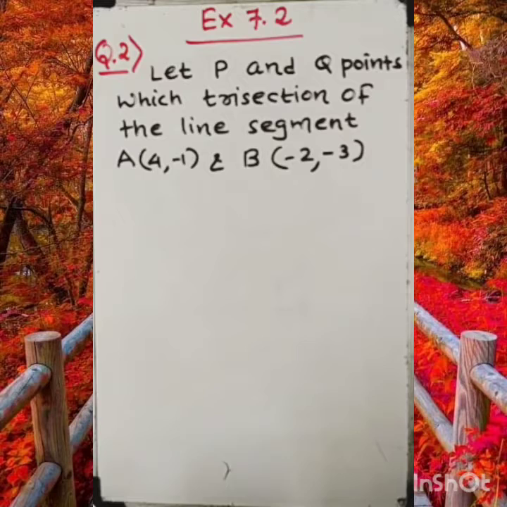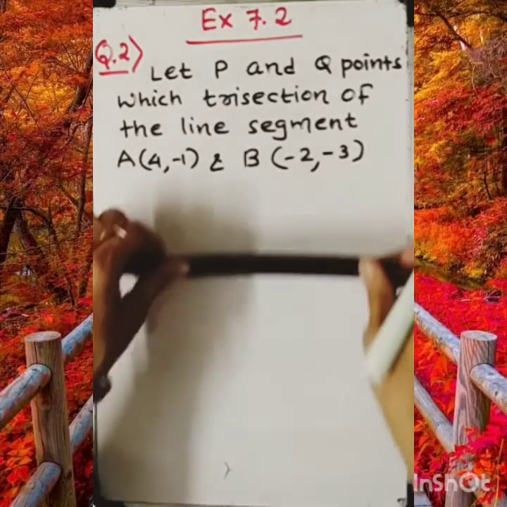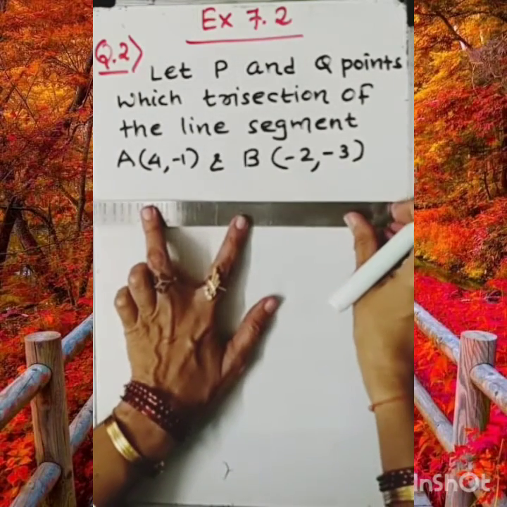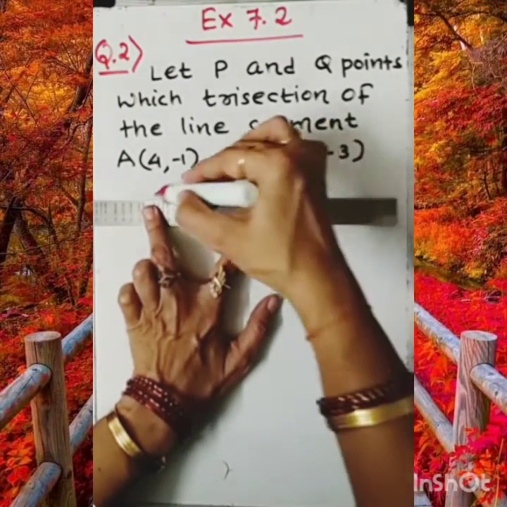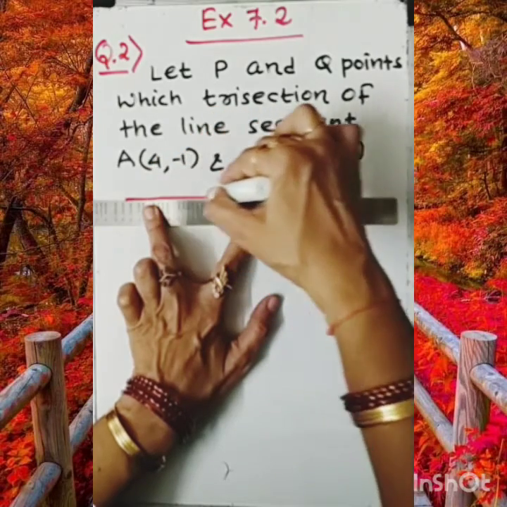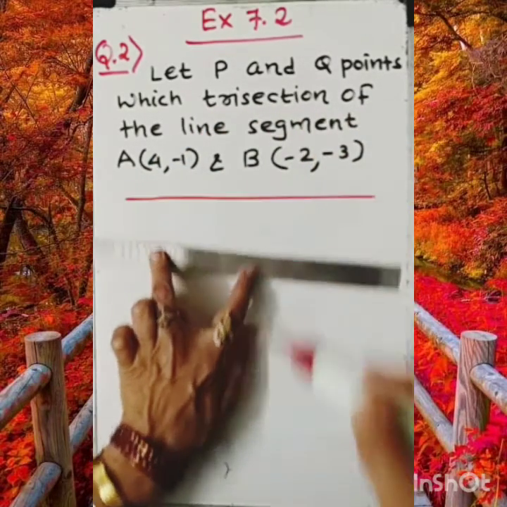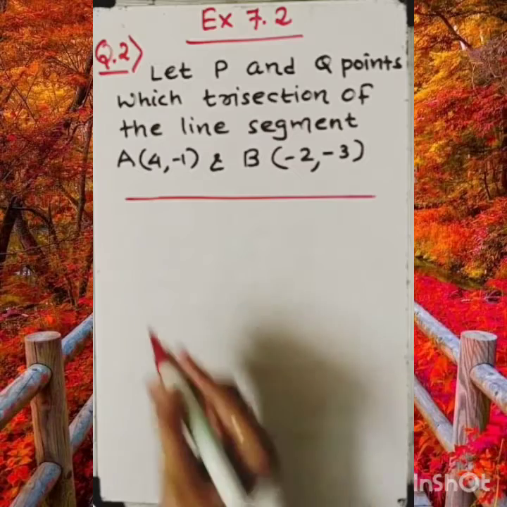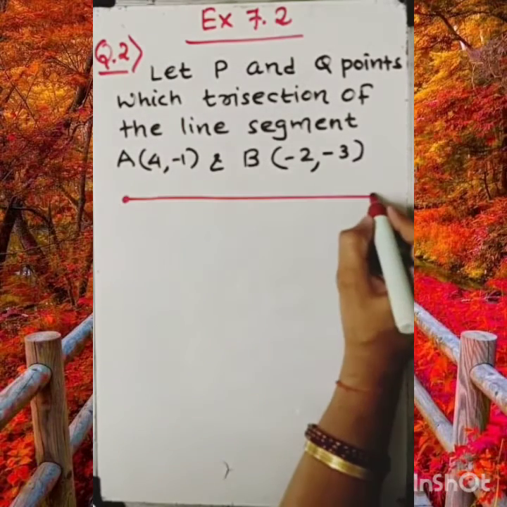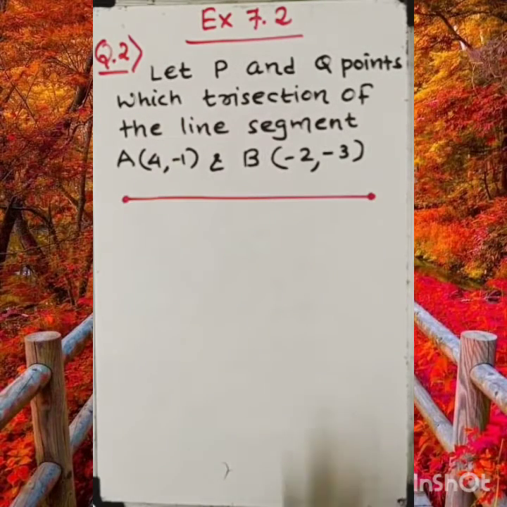Dear student, we do not know the ratio, but it is given as trisection. So what to do? Very interesting question, very easy. Yesterday I clarified the concept of the section formula, and that is what we are going to apply here. So look at your screen.